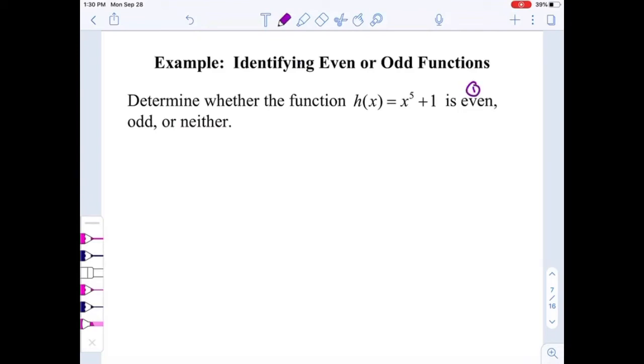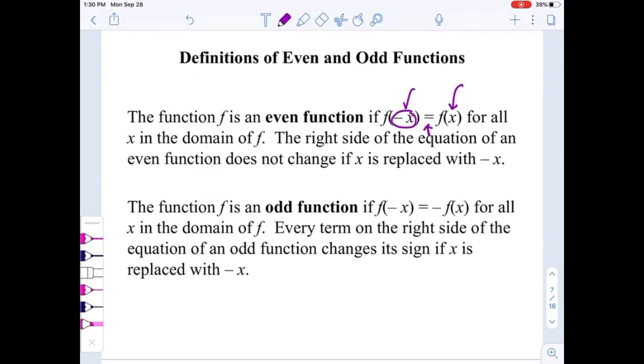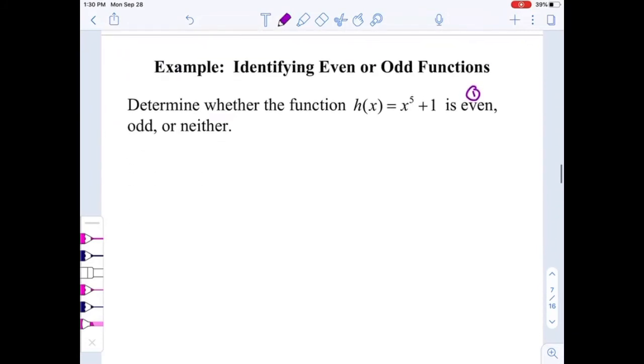So step 1, we're going to check to see if it's even. Now, if it's even, we're checking to see if I plug in -x, do I get what I started with? So if I take my h of x is equal to x to the 5th plus 1, I'm going to check if it's even.